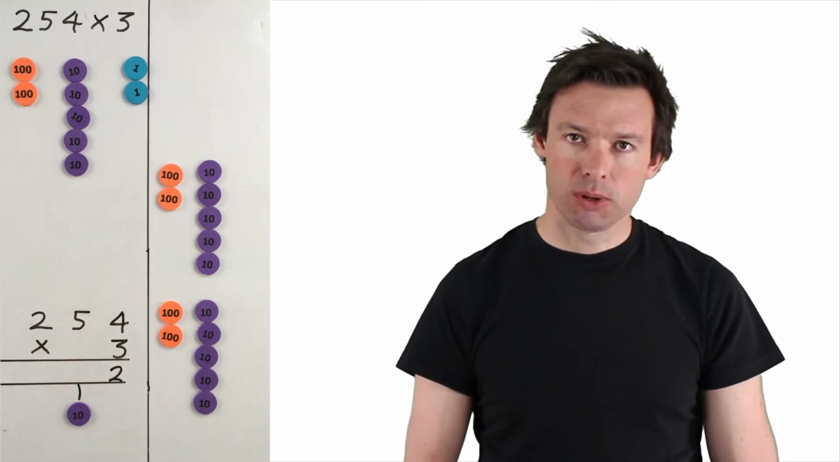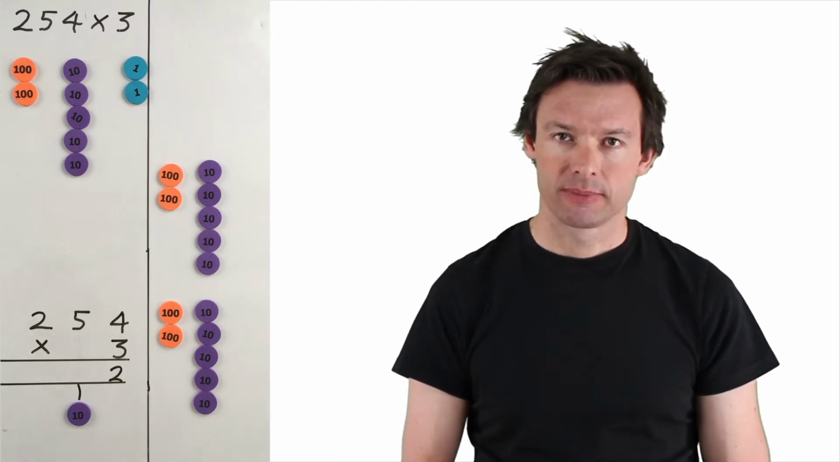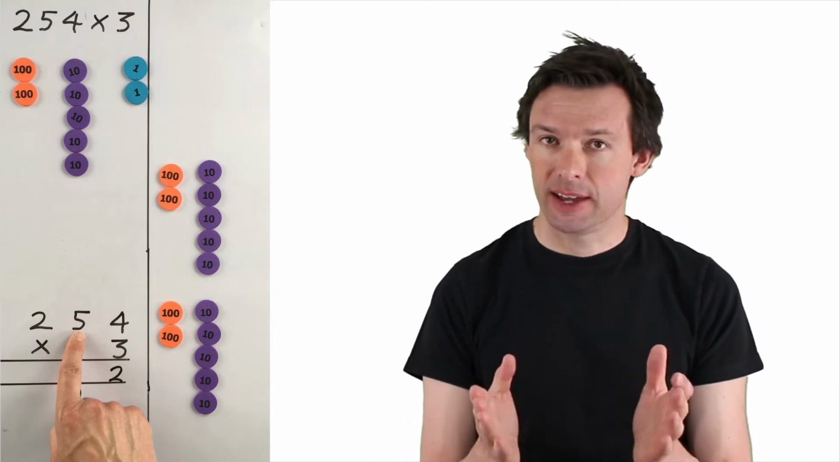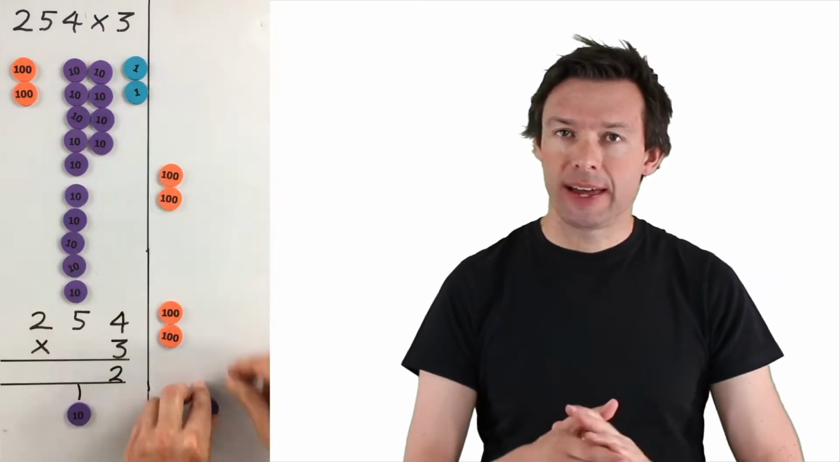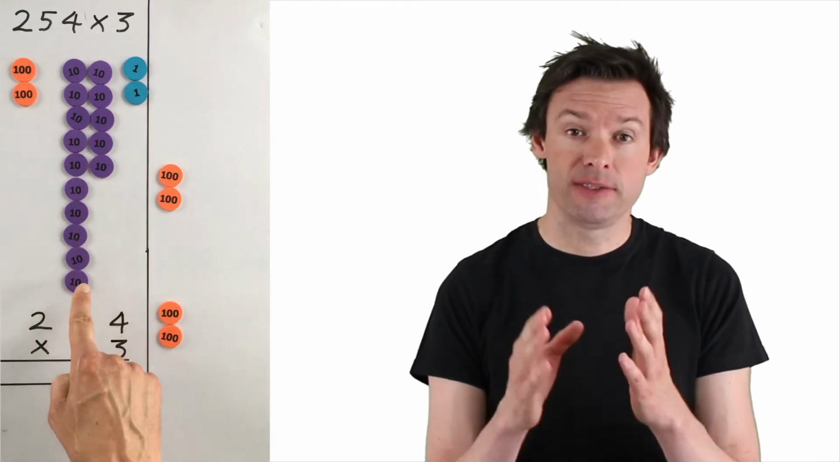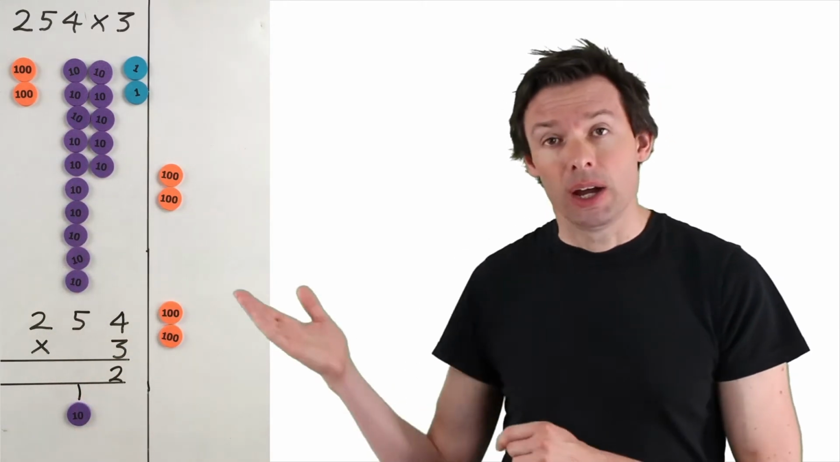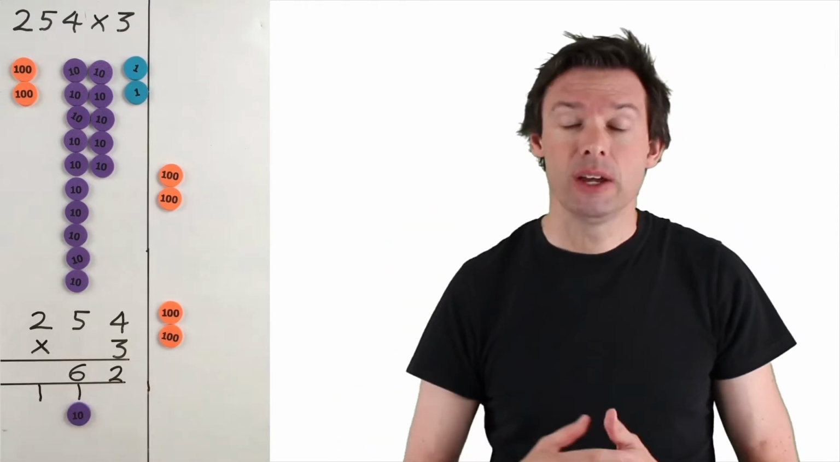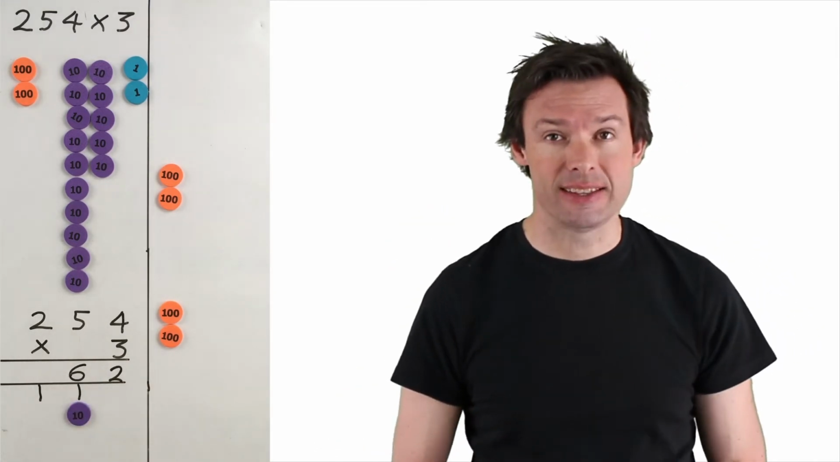Now we're going to multiply the tens. So we have 3 times 5 tens. Really important that you use the language of tens. Don't say 3 times 5 because it's not 3 times 5, it's 3 times 5 tens, 3 times 50 effectively. And you can see here that gives you 15 tens, but you've got to remember the one at the bottom as well. So you've actually got 16 tens.